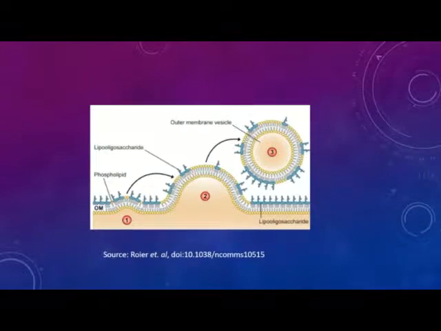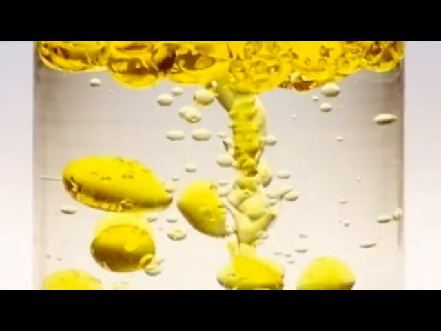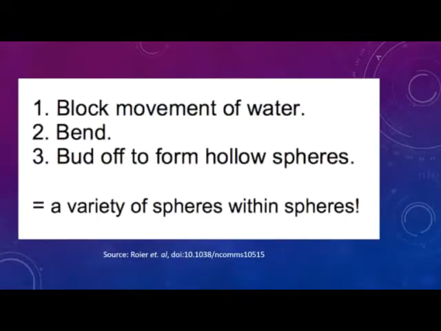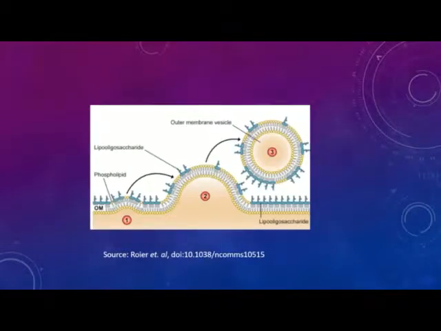Another cool feature about membranes is that they can bend. They can bend and fuse and bud off to form hollow spheres. So the ability of membranes to block the flow of water, to bend, and to pinch off forming hollow spheres allows cells to use membranes to build incredible structures inside of those cells.